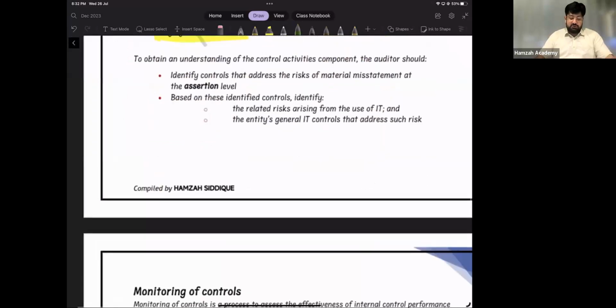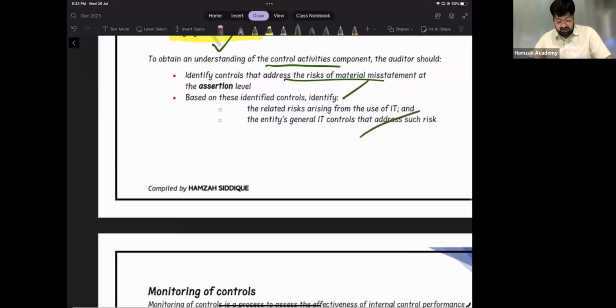Now, to obtain an understanding, the auditor should identify controls which prevent misstatement of assertions. Assertion means something like valuation, accuracy, cutoff. I have already told you some idea. Now, the next point is IT controls and other controls, we have to study in detail. They are implemented for this.